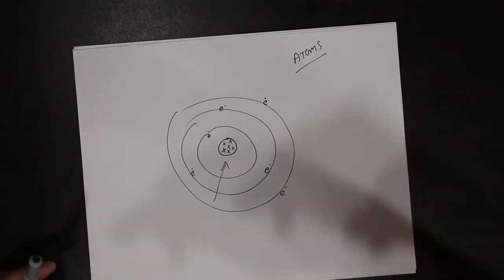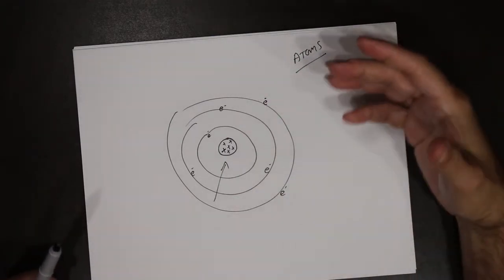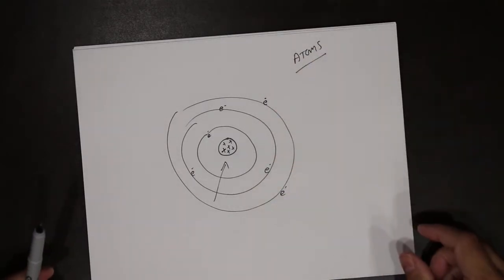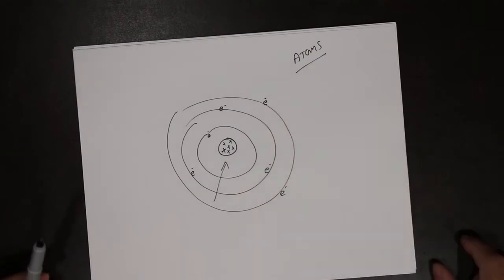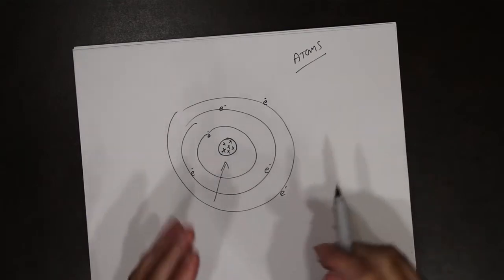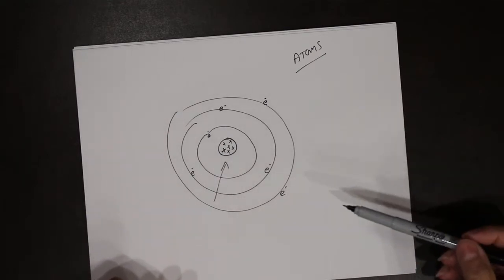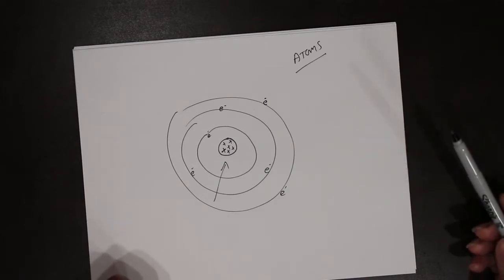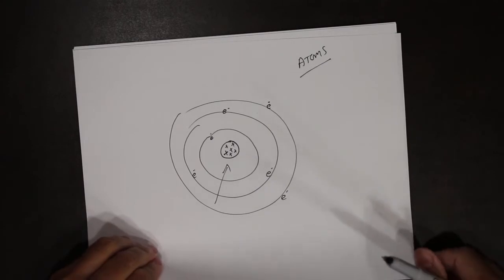Now, different materials have different structures of atoms. Different number of electrons, different number of protons. So what we are concerned with is electricity. How does electricity move from atom to atom inside a material? So that's what we're going to be looking at today.